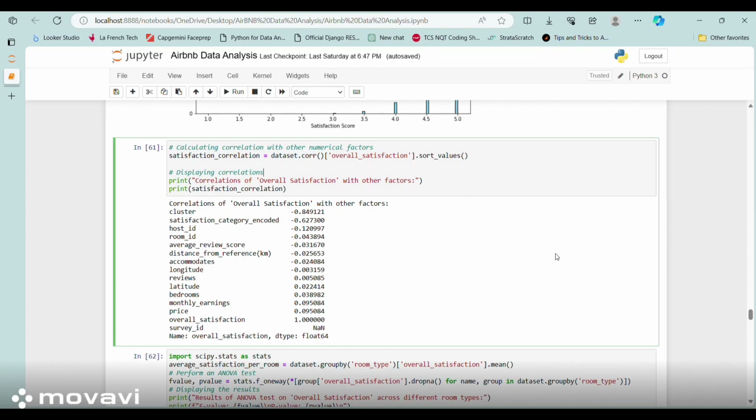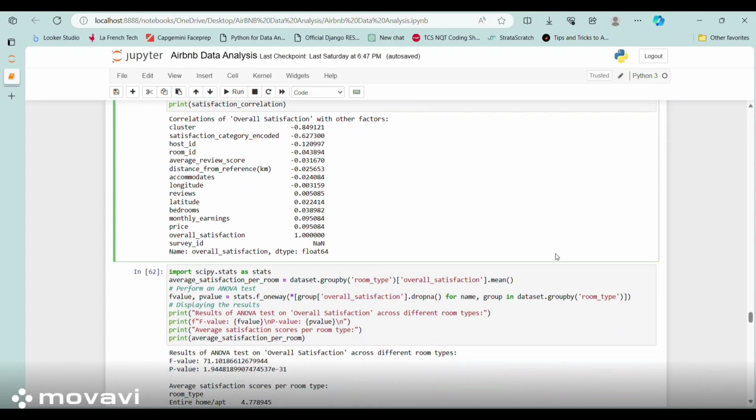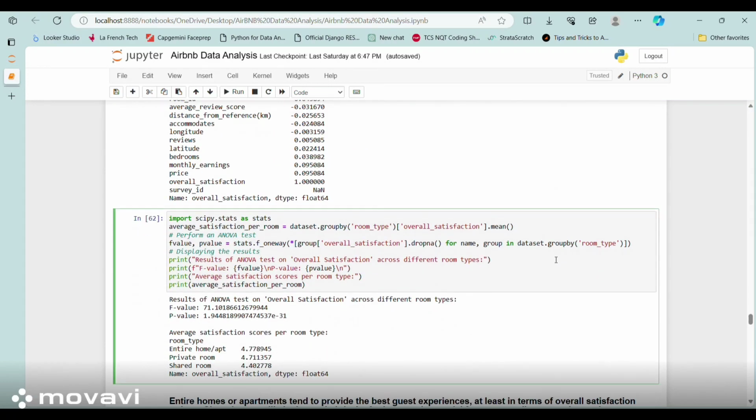We wanted to investigate if there's a significant difference in guest satisfaction ratings across different room types. To do this, we performed an ANOVA test, which is an analysis of variance test, which helps us understand whether there's a statistically significant variation in satisfaction scores among groups. The ANOVA test yielded an F value of approximately 71.10 and an extremely low p-value of about 1.94 times 10 to the power of minus 31. A low p-value indicates that there is indeed a significant difference in satisfaction scores among the different room types.